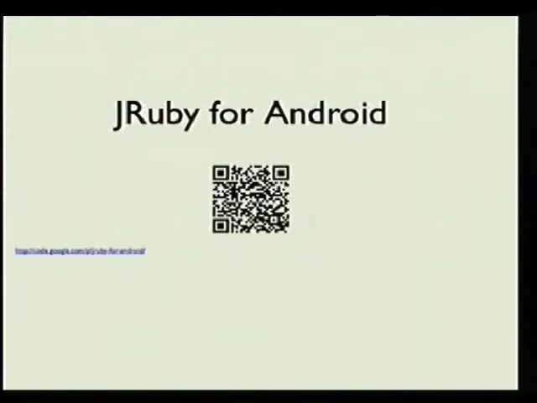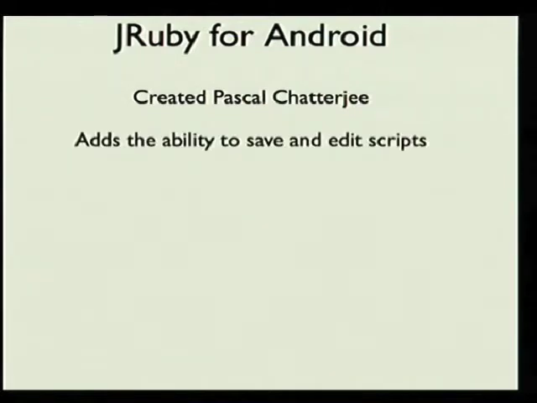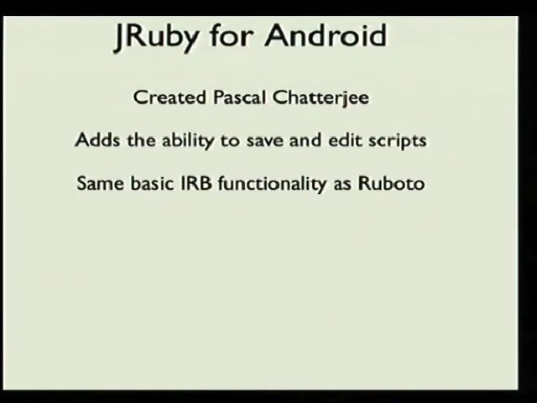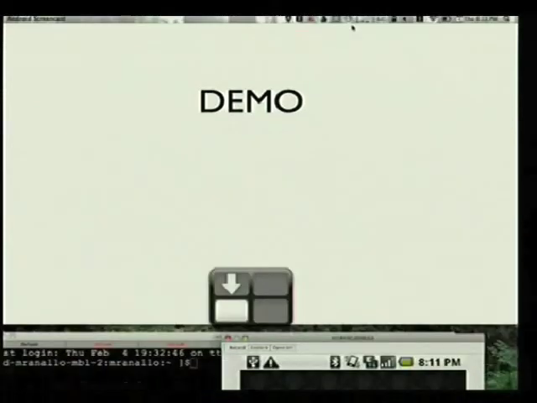So then this came along with JRuby for Android. It's actually hosted on Google Code. I really wish they would have just forked Ruboto and added these features to Ruboto, because really it's the same program plus the ability to save scripts and edit scripts. So it was created by Pascal Chatterjee. And basically it gives you all the same things Ruboto did, but adds the ability to save and edit scripts. Same basic IRB function. So I have it loaded on my phone. I'll show you.